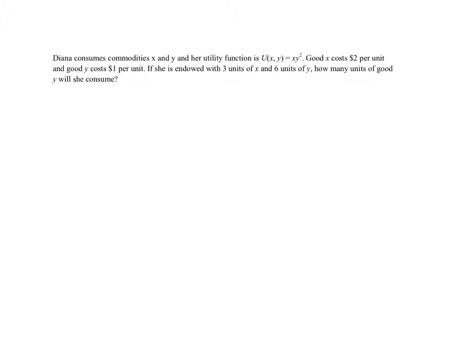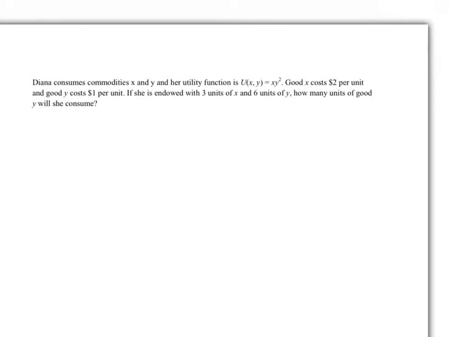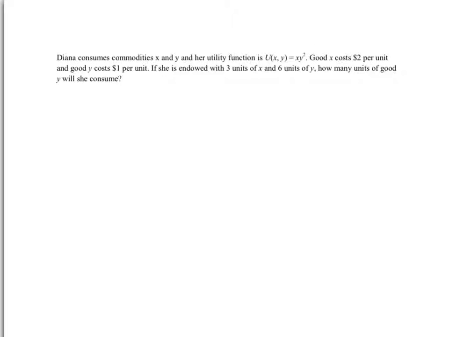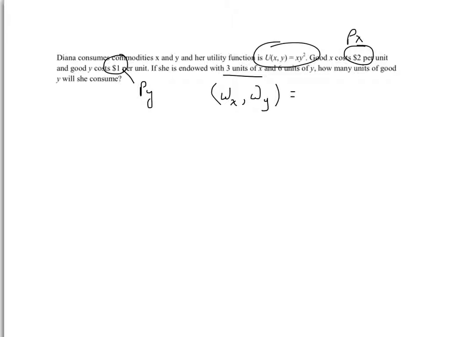Okay, in this problem we're asked to consider Diana, who has a utility function of u(x,y) = xy squared. Good x costs $2 per unit, so here is px right here, and py is here, and here is our endowment. We have omega x, omega y is equal to 3 comma 6.